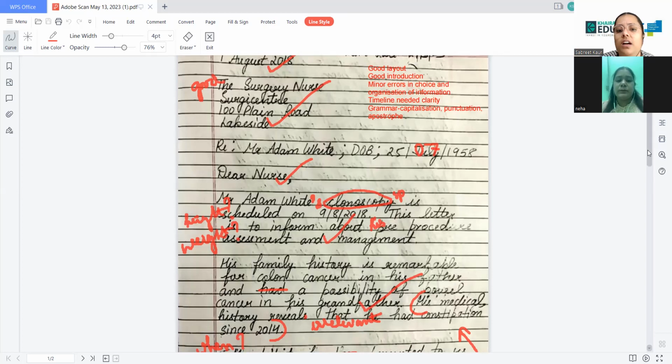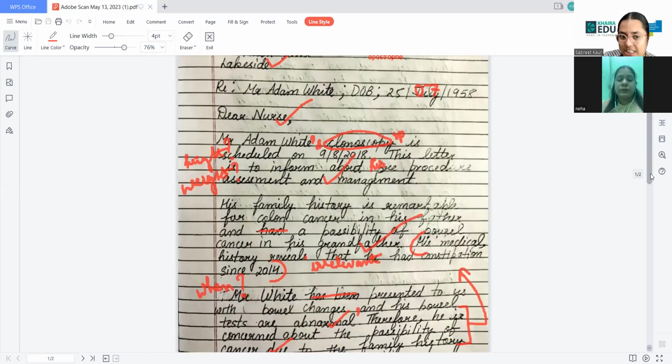Okay. Now, when I read your introduction, although there are some grammar errors and spelling errors, I am able to understand why you're writing the letter and what's the reason the letter is being sent to the recipient. So it's quite clear. So good job on that.